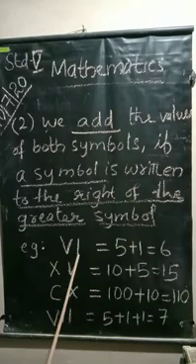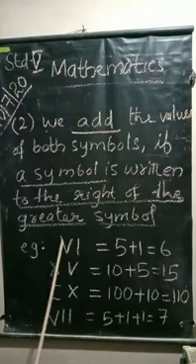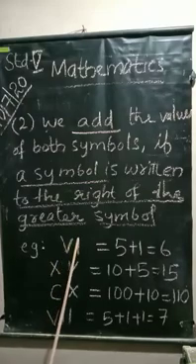If a symbol is written to the right of the greater symbol, this is the greater symbol, its right side is this.